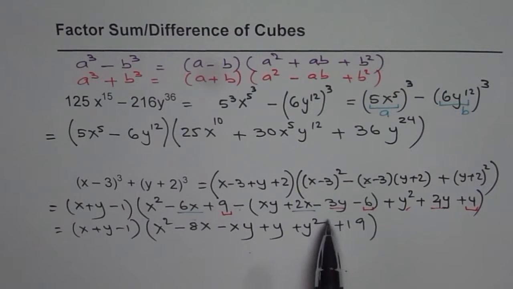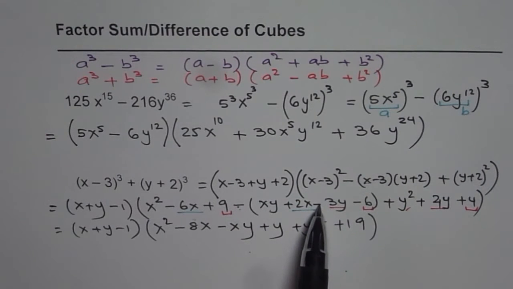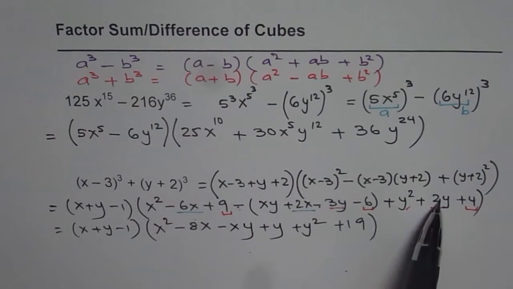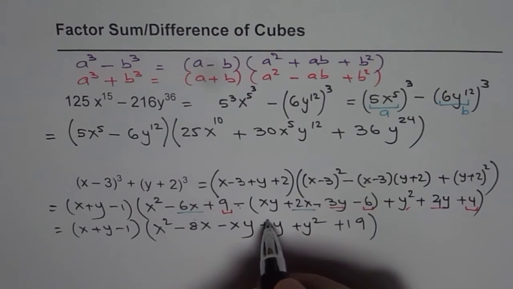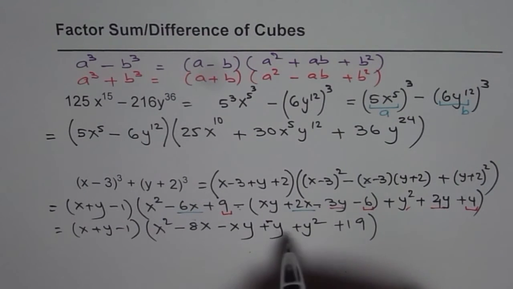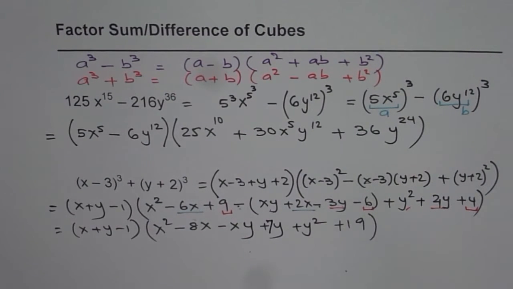So we've taken care of almost all the terms, I think. In fact, I made one mistake. Minus and minus becomes plus 3y. So we get plus 7y here, not just y. So we have plus 7y. Let me correct this part. I hope the others are correct.